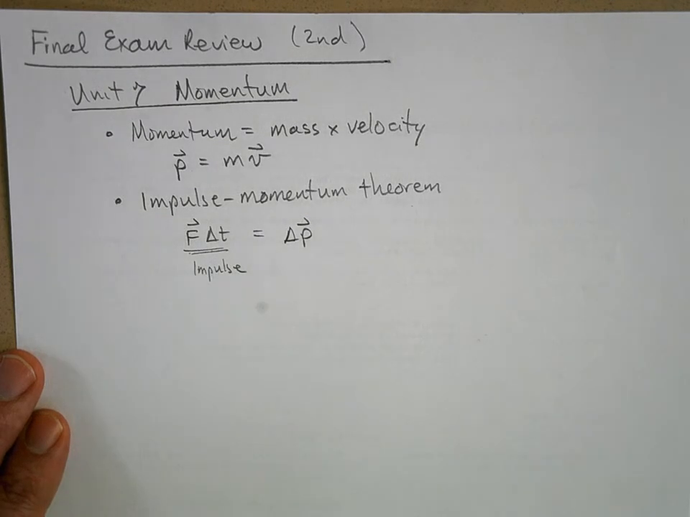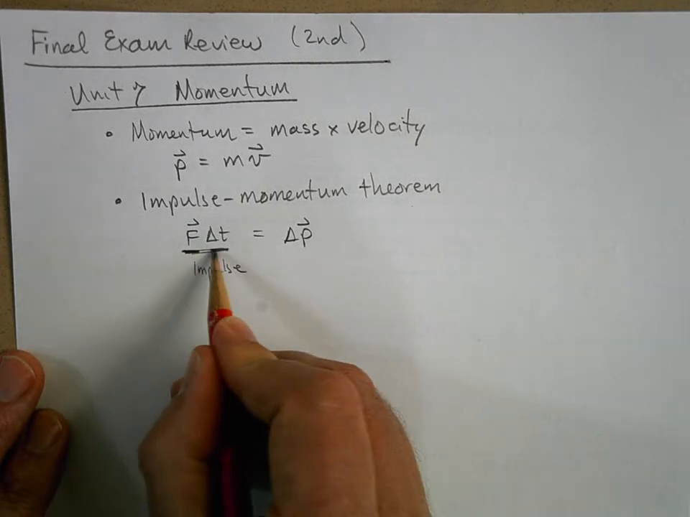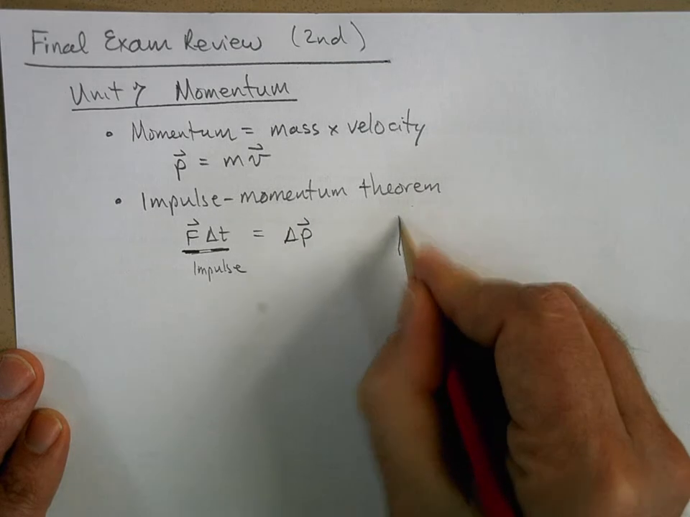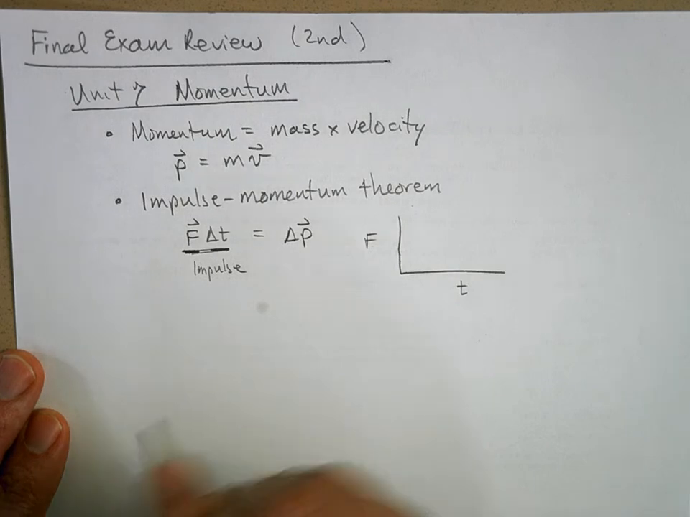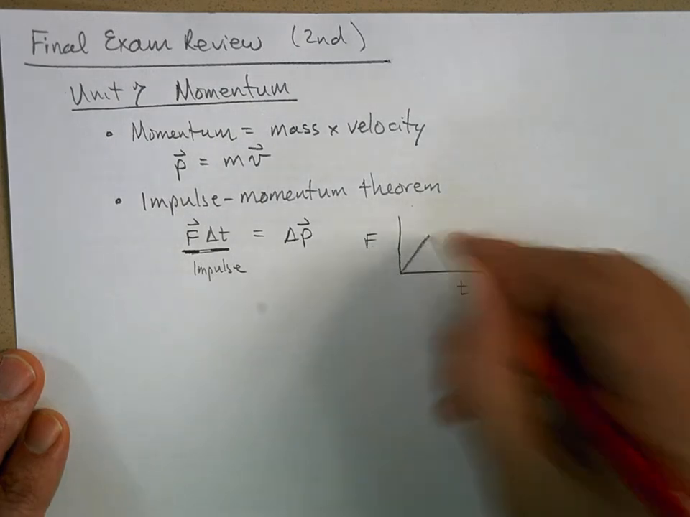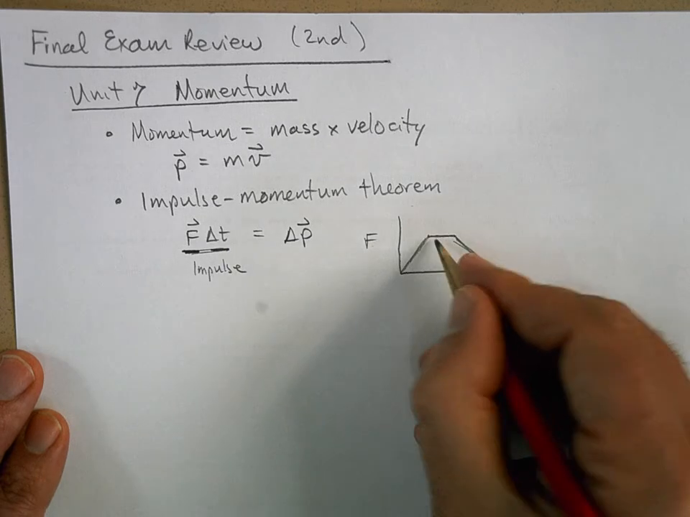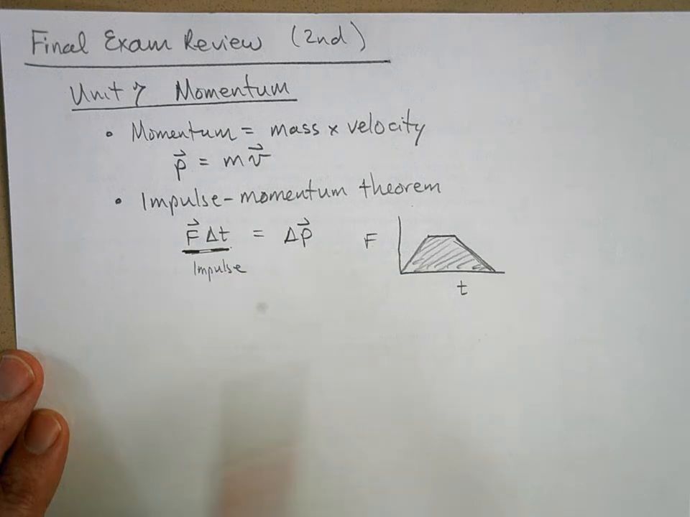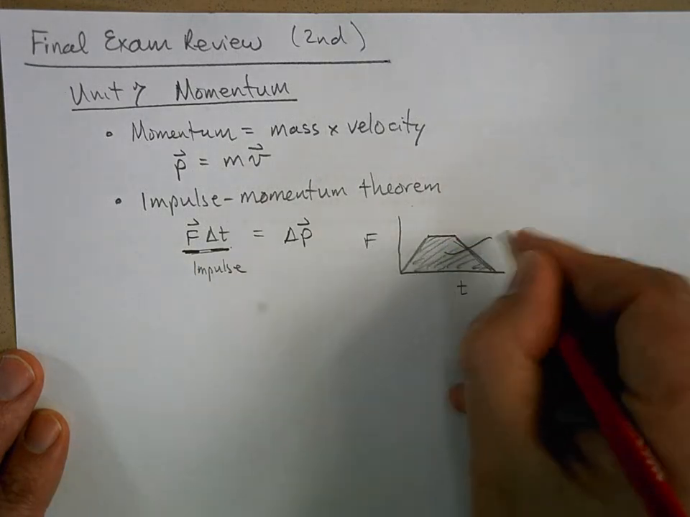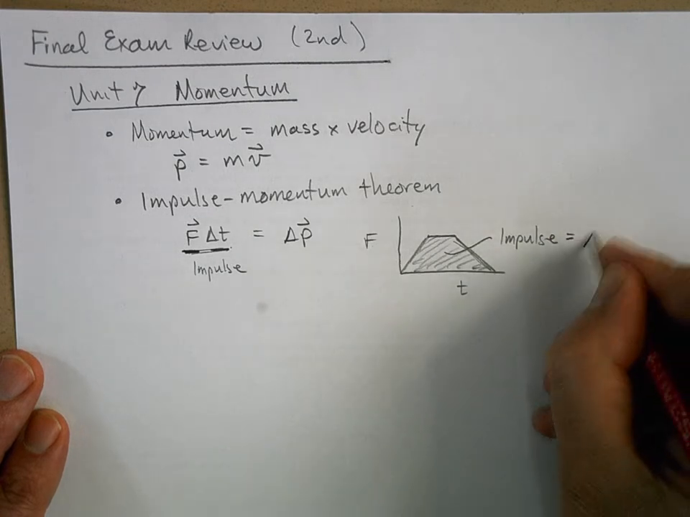Change in momentum, not the final momentum. And because this is a product, force times time, I can draw a graph of force as a function of time. And maybe the force doesn't stay constant with time. Maybe it changes, ramps up, and reaches some maximum value, and then comes back down. The area underneath this graph is the product of force times time. That area is your impulse. That area is equal to the change in momentum on your object.